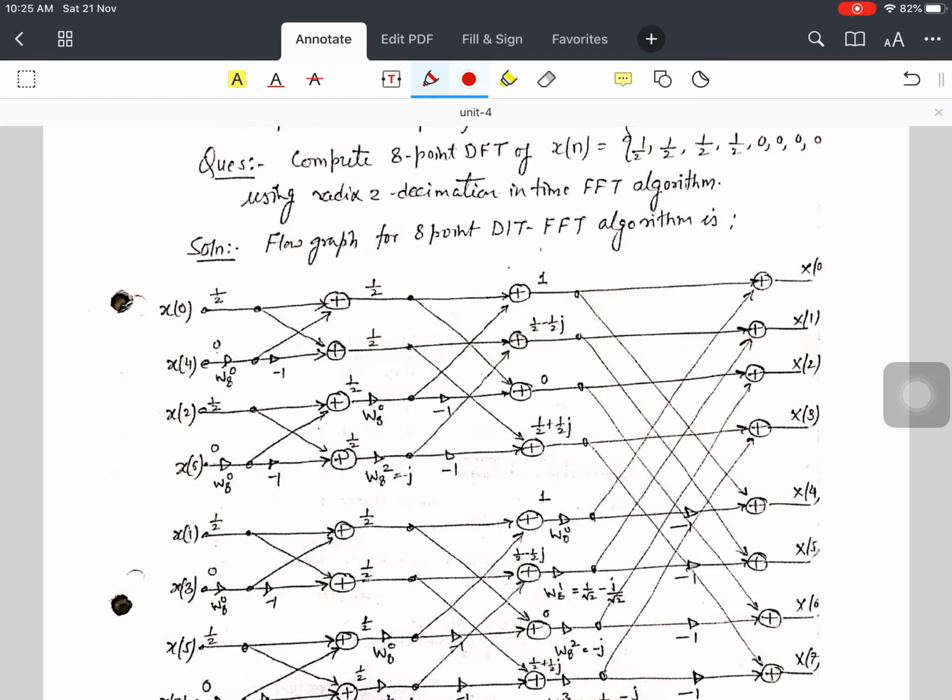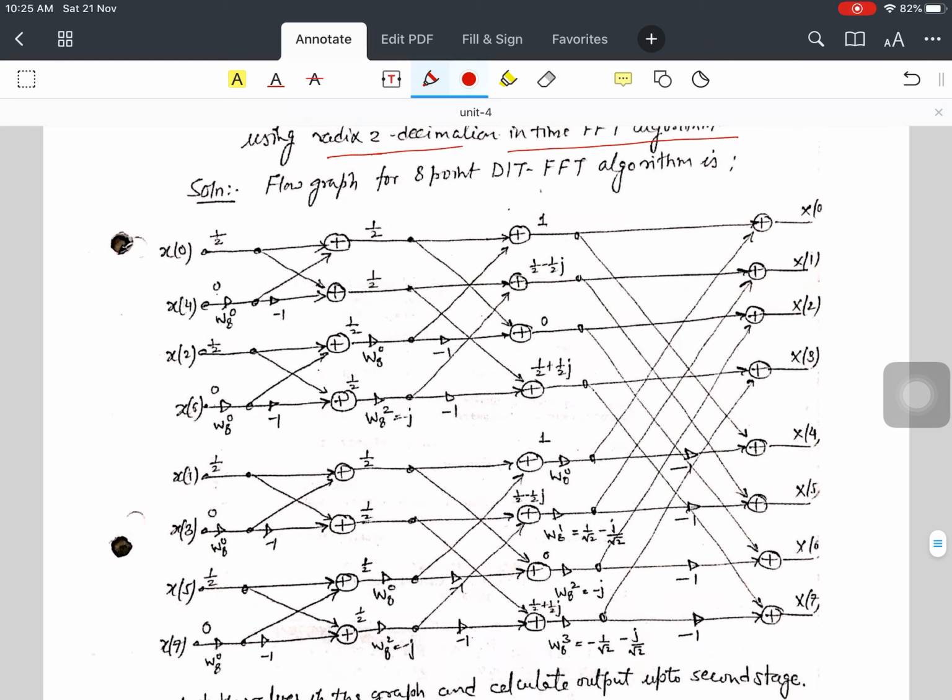Let us say we have one x[n] signal and we want to compute the 8 point DFT. Here x[n] is given, and you have to compute the 8 point DFT using the radix 2 decimation in time FFT algorithm. Now we know the butterfly structure for 8 point FFT, because we have seen it in the previous lecture.